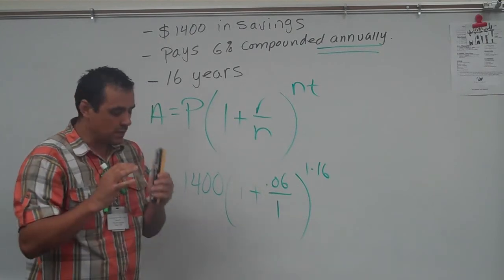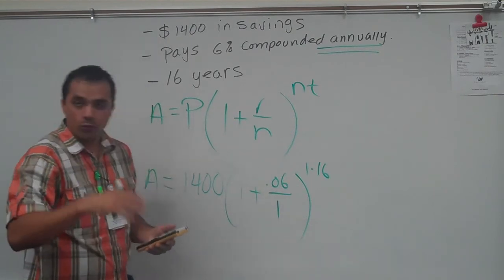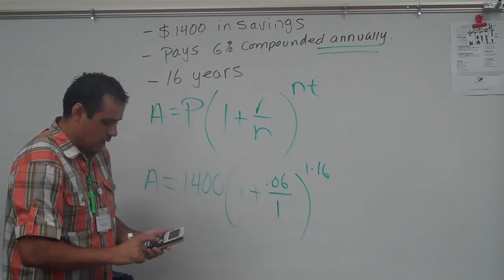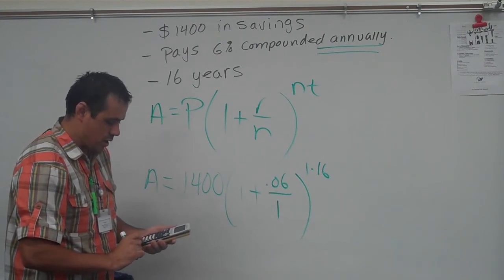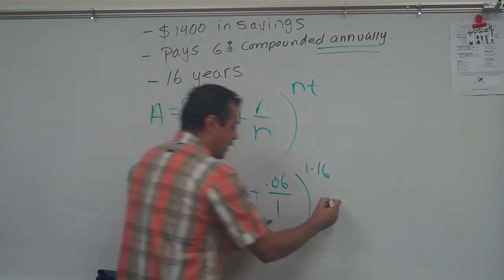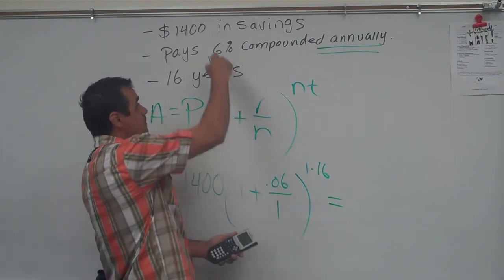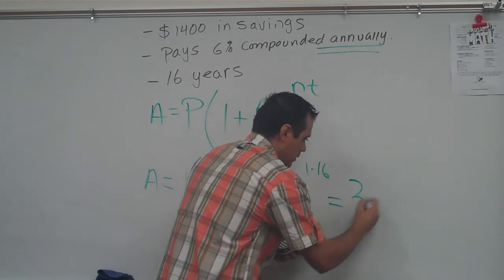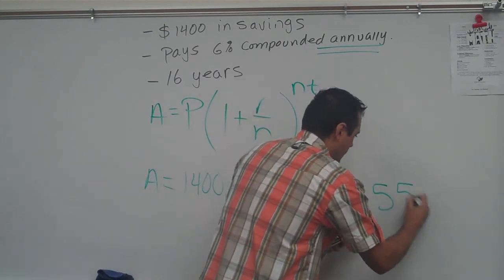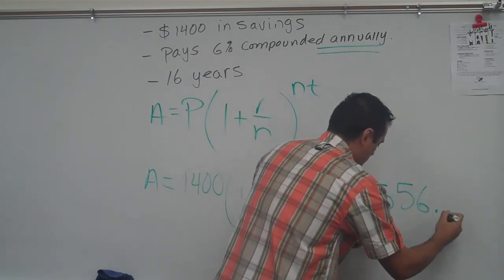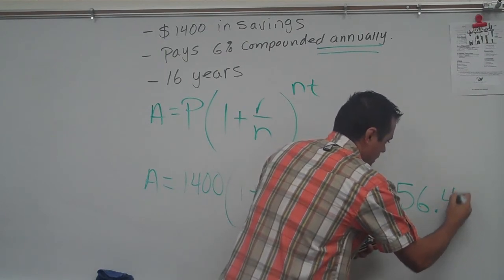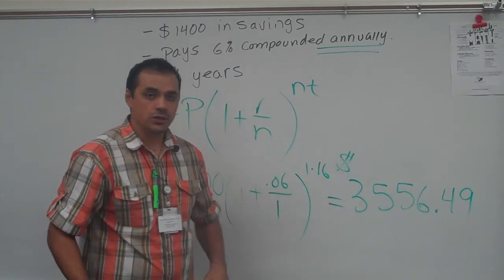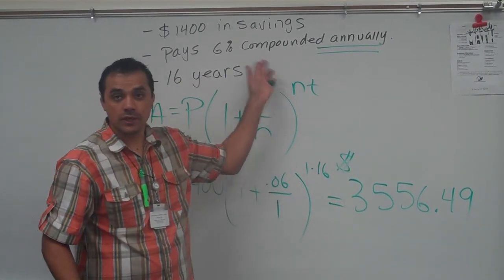That gives you some big, ugly decimal, 2.54 something, that keeps going. We're going to multiply that by 1,400. And we end up getting the grand total: after 16 years, getting paid 6%, compounded annually, you end up having $3,556.49. And that right there is how much money you're going to have after 16 years if this all applies.